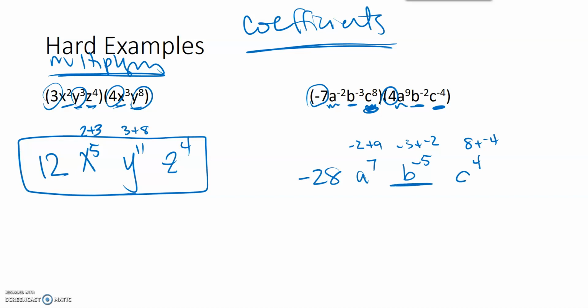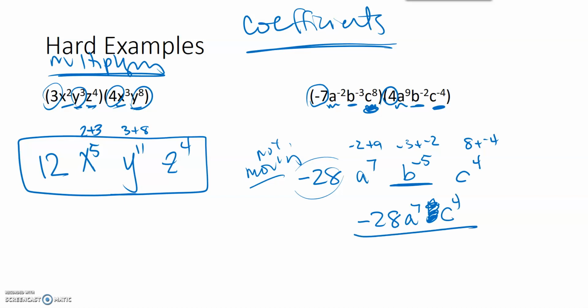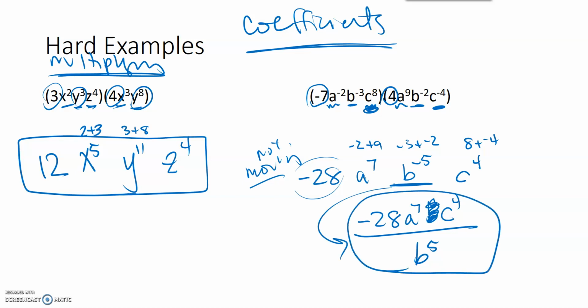Now again, our b here, negative exponent, it's going to have to move to the denominator because it's currently in the numerator. What is not going to move is that negative 28. It's not moving because it's not an exponent. It's a coefficient. Okay, so we're going to keep the negative 28, a to the 7th, c to the 4th, over b to the 5th because we moved that to the denominator. And there's our final answer.